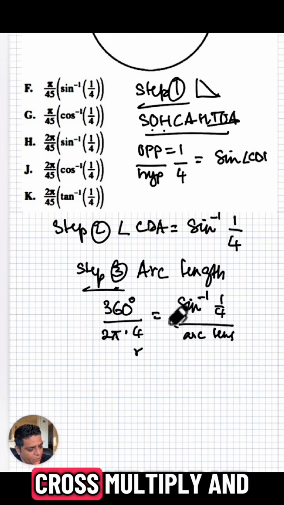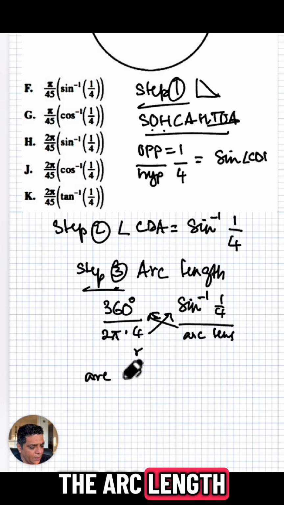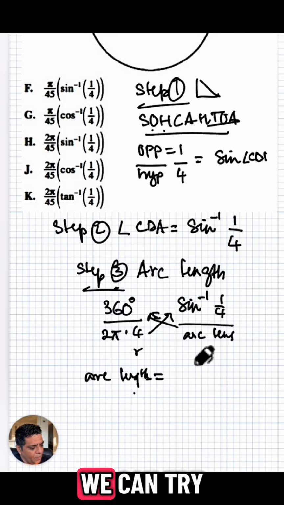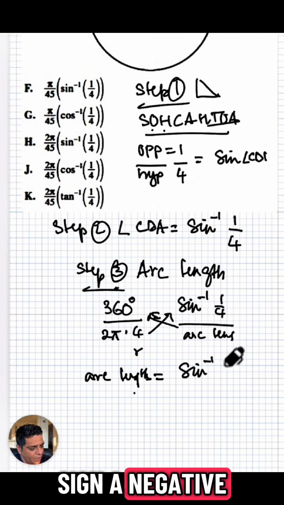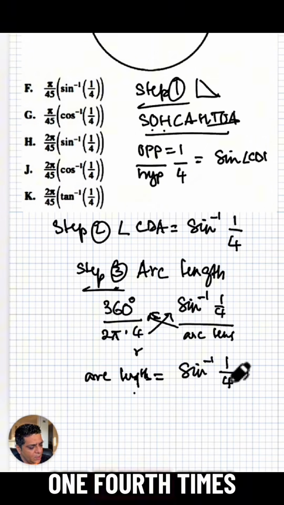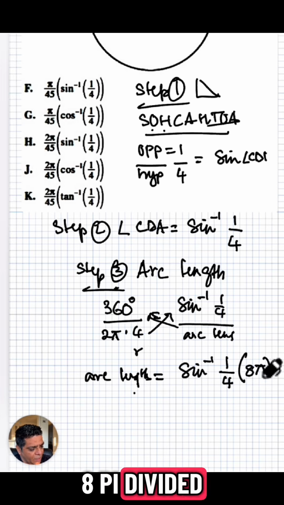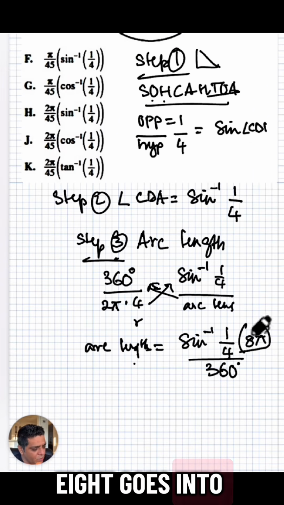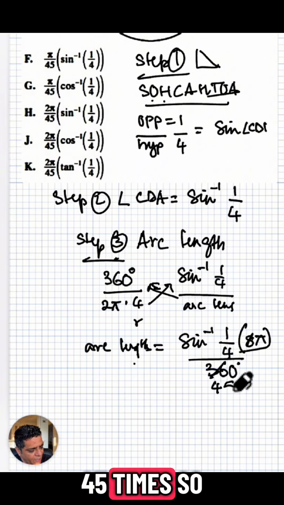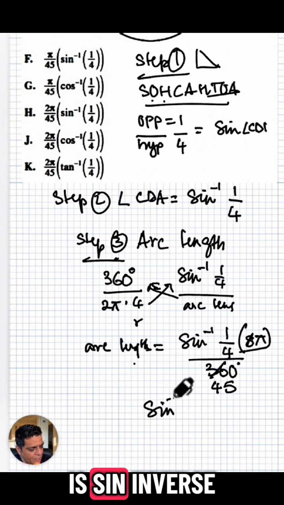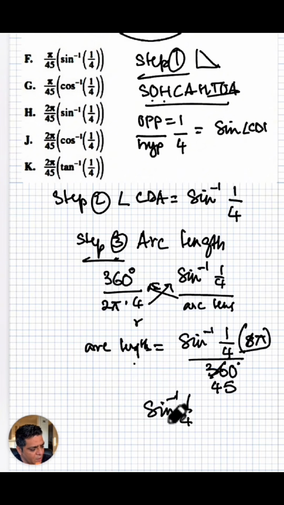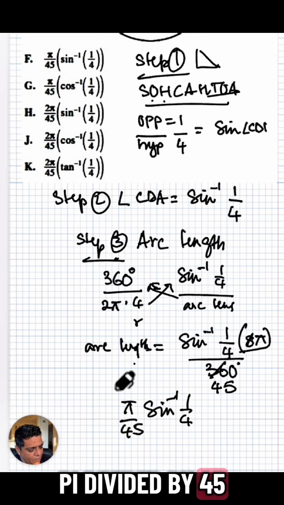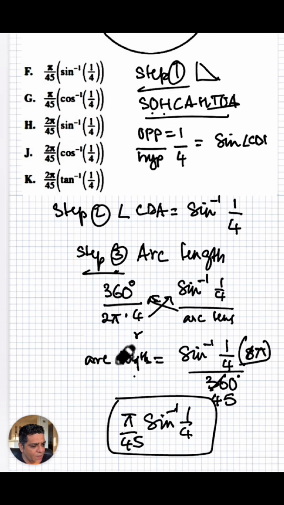So now we simply cross multiply, and the arc length is going to be equal to, we can try to simplify some of this stuff, sine inverse 1/4 times 8 pi divided by 360 degrees. Now let's go ahead and simplify that. 8 goes into 360 45 times. So our final answer is sine inverse 1/4 times pi divided by 45. That's going to be our final answer, and that's choice F right here.